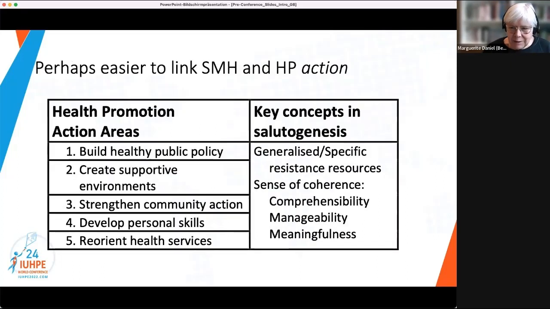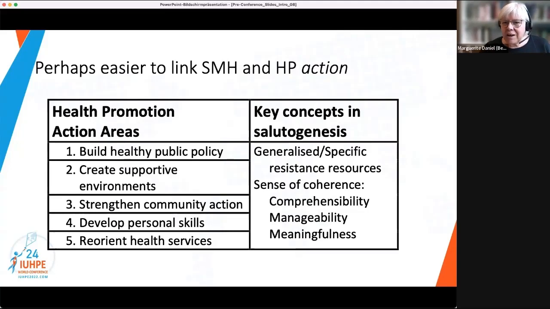Next slide, please. Because of this big discrepancy in definitions of health, when we look at how the salutogenic model of health or salutogenesis can link with health promotion, we're going to link it with different health promotion action areas. In the Ottawa Charter, there are 5 action areas named, and I've listed them on the left-hand side: building healthy public policy, creating supportive environments, strengthening community action, developing personal skills, and reorienting health services.